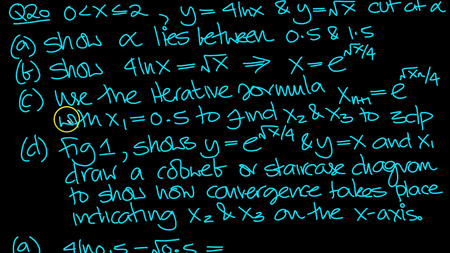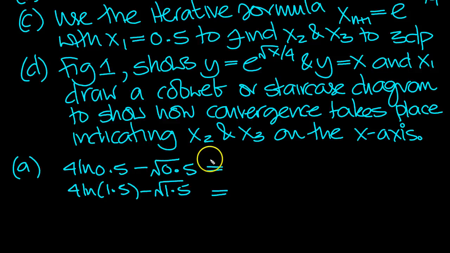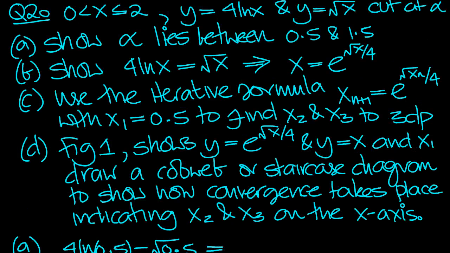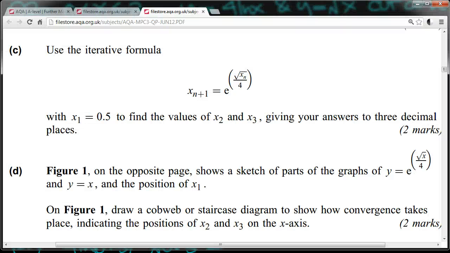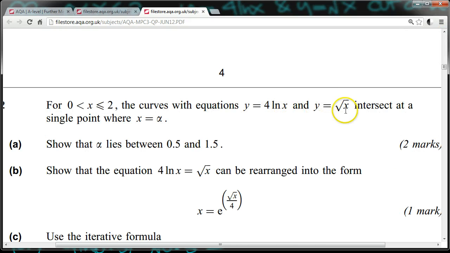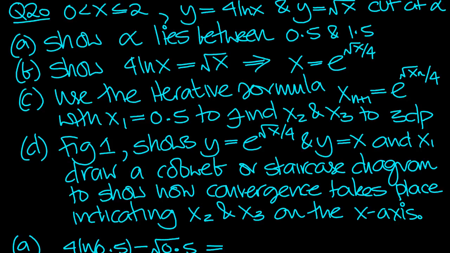Okay, so let's have a little look at this then. Show alpha lies between 0.5 and 1.5, where alpha is the intersection point. If we do the difference then, which I've started to do here, at 0.5 and 1.5, then they should be opposite signs, shouldn't they? 4 log x and root x. Let's just check that's correct in the question. So I'm just going to go back up for a moment and check the question, sorry. 4 log x and root x, yeah, that's fine. I just had a moment's thought that they weren't correct.